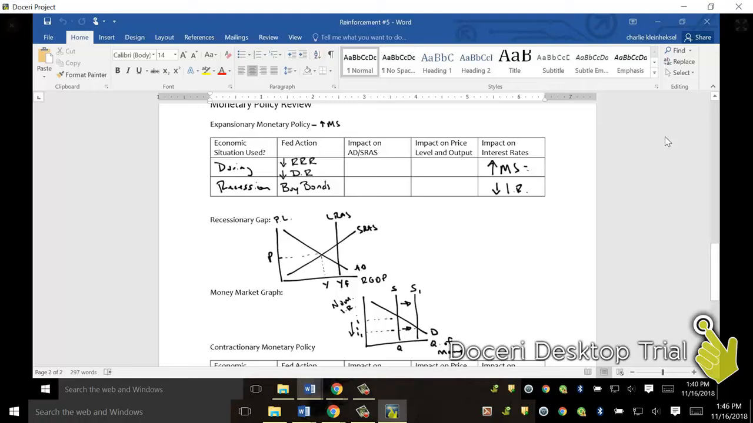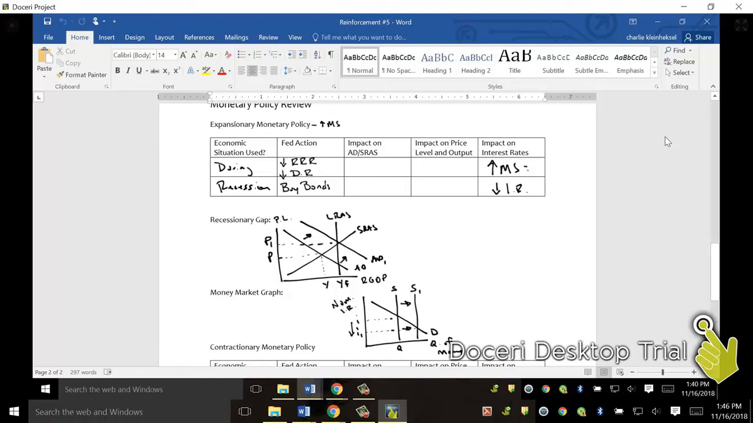Okay? Now, what we have to understand is if I look at the next box, it says impact on aggregate demand or aggregate supply. When our interest rate in the economy falls, we're hoping that that low interest rate will encourage more borrowing and spending in our economy. And so that decrease in interest rate is going to cause our aggregate demand curve to shift to the right. So I'm going to move the aggregate demand curve to the right.